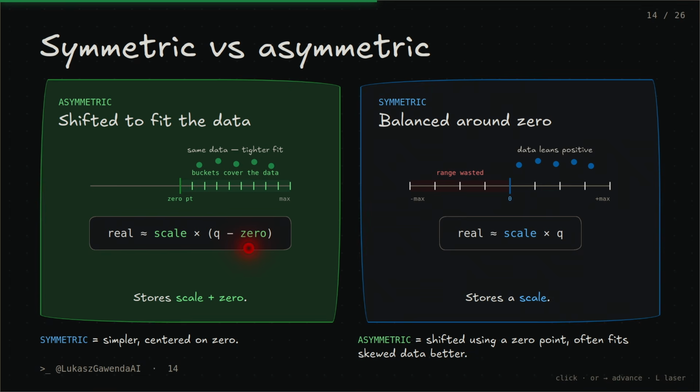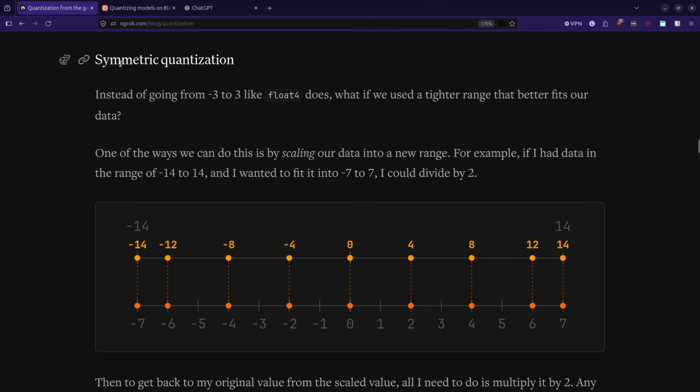So the cost is metadata, because symmetric stores a scale, asymmetric stores a scale and a 0 point. And on a giant model, even that bookkeeping keeps up. So asymmetric is shifted using 0 points, and it fits the skewed data better. So as we can see, we have mostly positive, and we don't have range in negative, but we center around here. And this is the formula. But now we'll look into an example step by step.